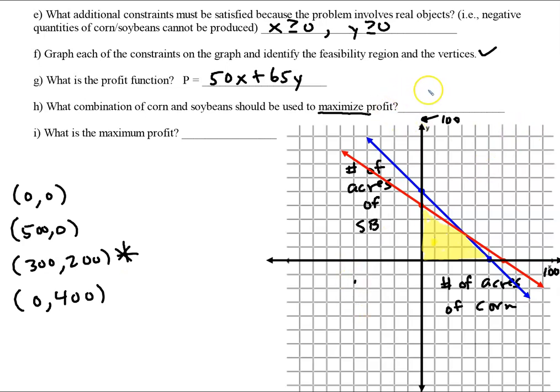So let's fill in this blank. 300 acres corn, 200 acres soybeans, for a maximum profit of 28,000. Okay, so that's the other example that I wanted to walk through with you that we did in class today.